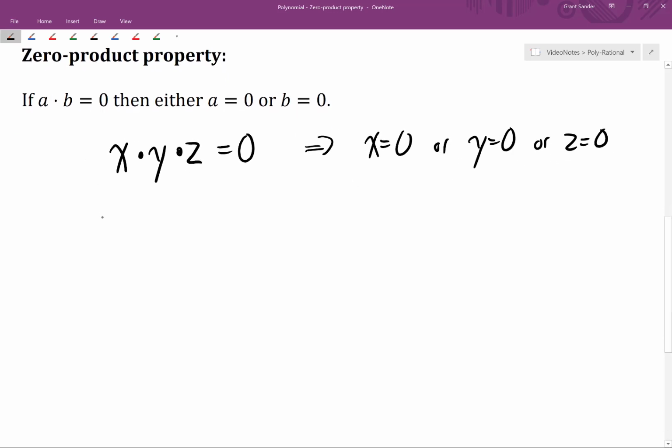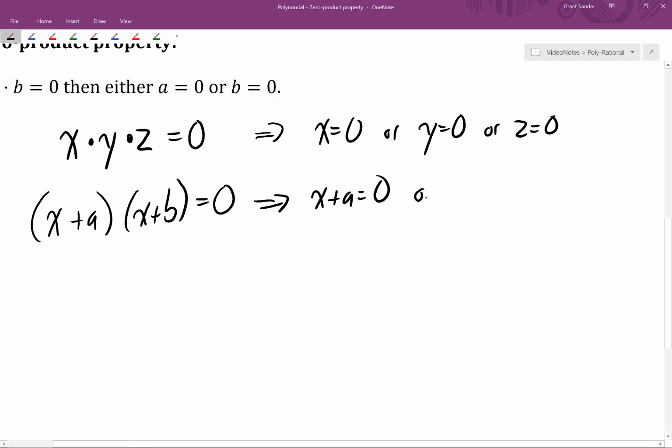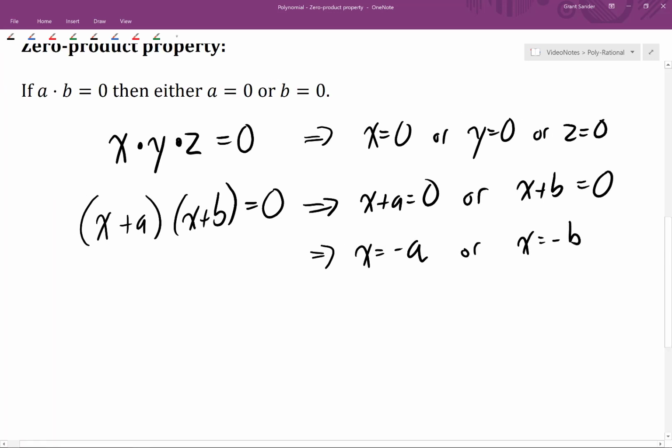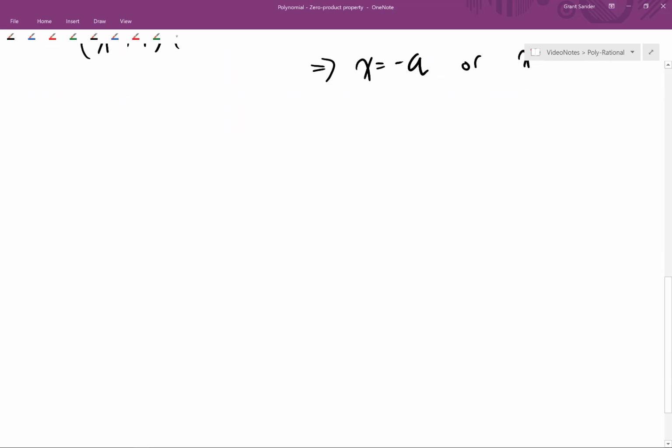Another thing that's useful for this is if we have something like x plus a times x plus b, and we know that that product is equal to 0, then either x plus a was equal to 0, or x plus b was equal to 0. And then that in turn tells us that either x was equal to negative a, or x was equal to negative b. So there's a lot of nice implications of this property. Let's look at an example of actually using this.